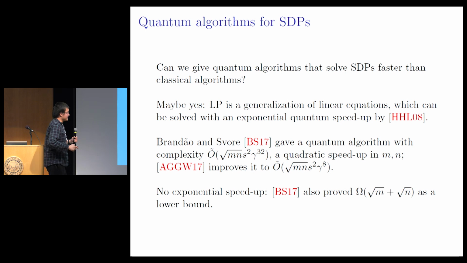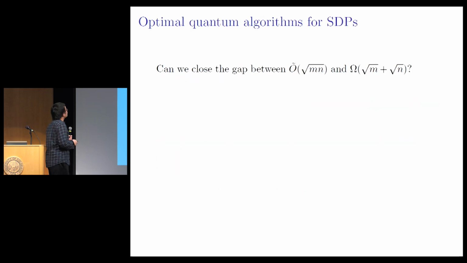So this is the previous message about quantum SDP solvers. And you might ask, so here are basically the upper bounds provided by Brandão and Svore and van Apeldoorn et al. But for the lower bound here, we have a gap compared to the upper bound side. So a very natural question that people might ask is, can we close the gap between the upper bound and lower bounds here?